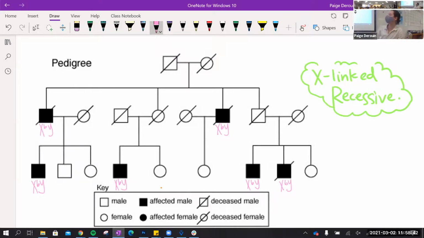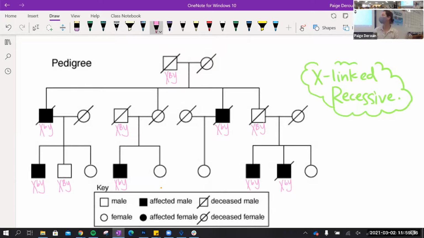And then all the males who are left unshaded, what will they be? Good. Yeah, they're going to be X capital B Y, X capital B Y, X capital B Y, X capital B Y. Cool. Now we can use our men who have the trait to work backwards and figure out which women are carriers and which ones are not.